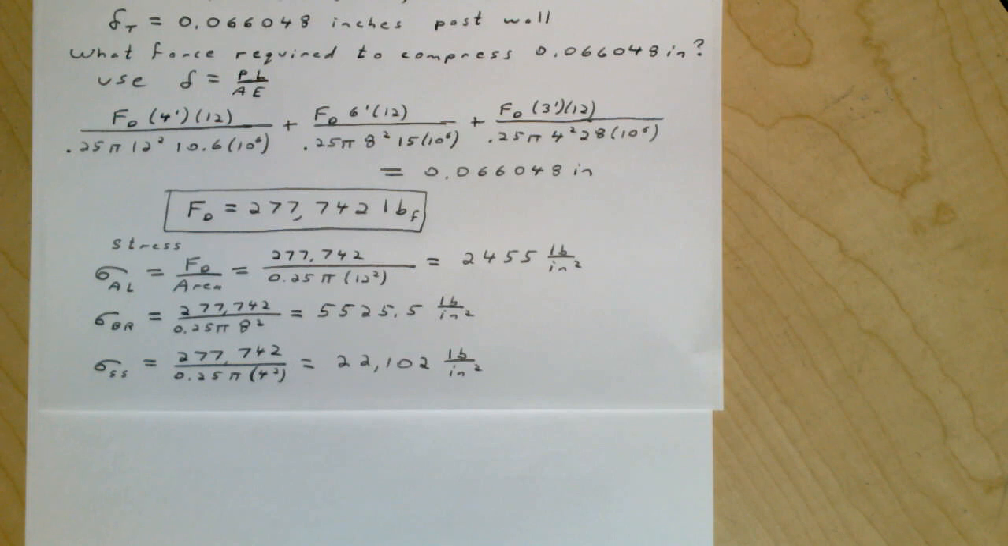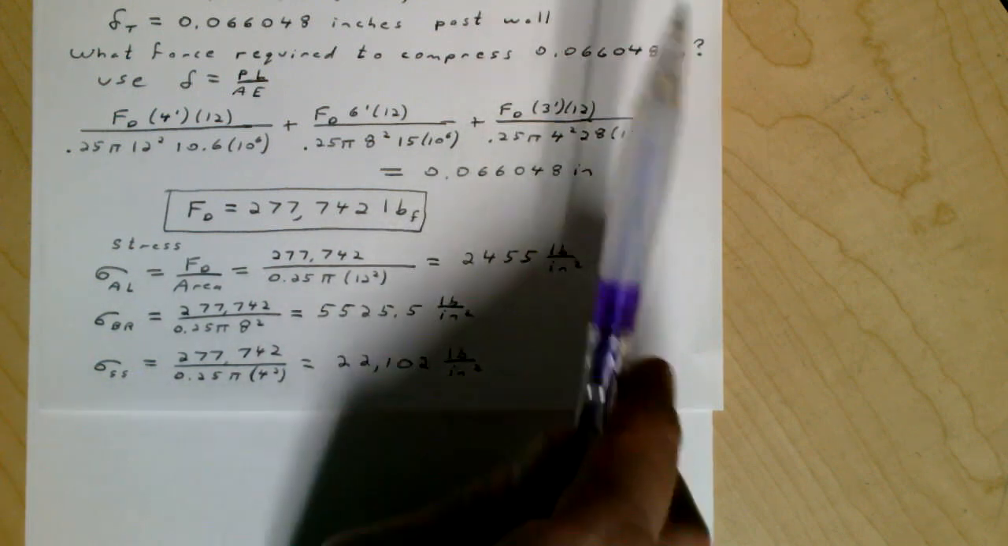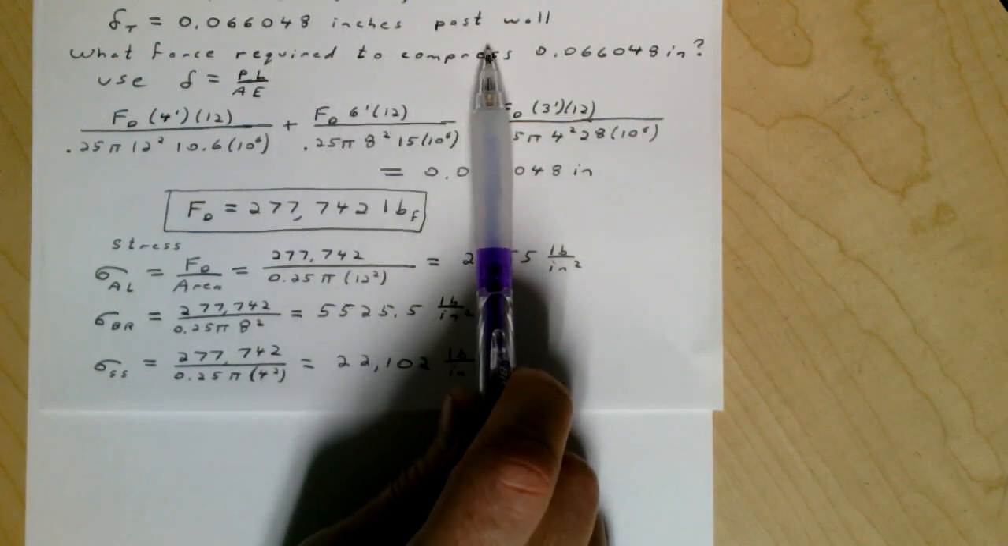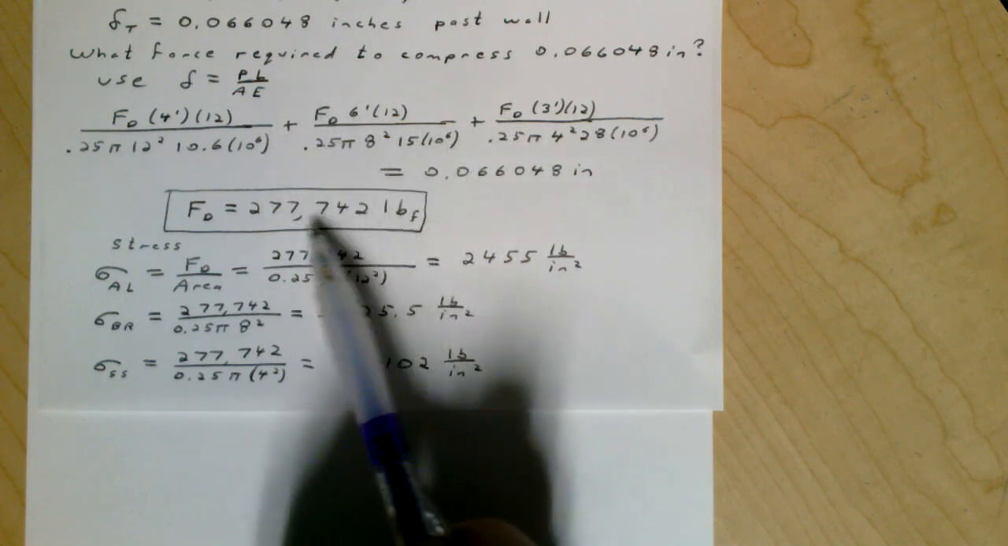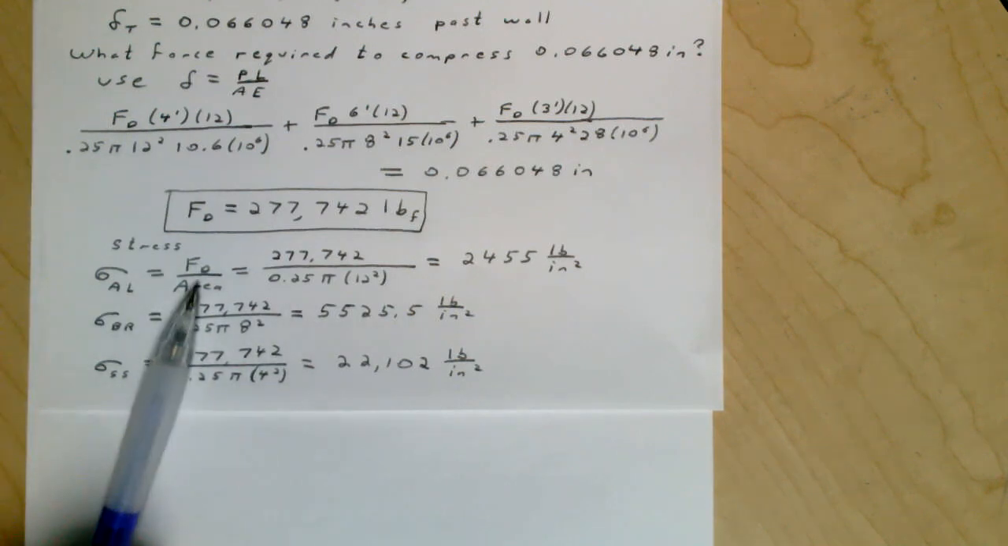So just like we've done previously, the way we found the force in the rod was to see how far it would expand past the wall if there was no wall, and then calculate the force required to push it back to the wall. And then, of course, to find stresses, you just take the force divided by the area of each part.